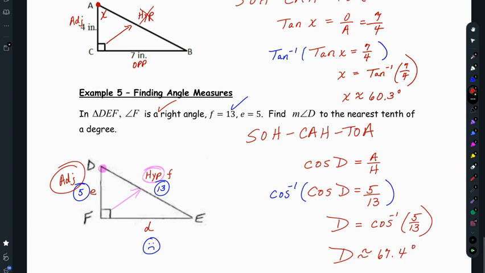Okay, so that is it for our lesson on trigonometry. Lots of practice, I believe, will be necessary before you really start to get the hang of it, but don't forget the favorite acronym, SOHCAHTOA.